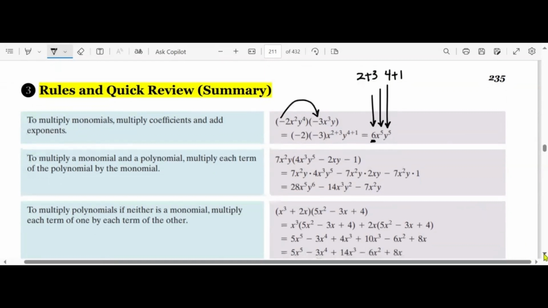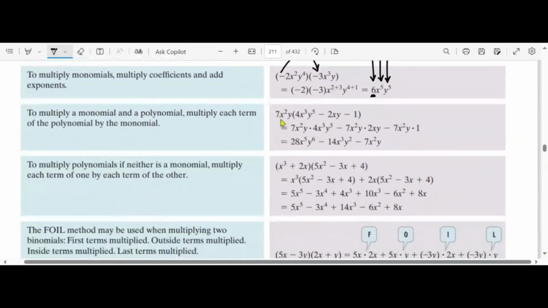All right. Now let's go to the next one. 7x squared y times whatever is inside the parentheses. So you have to distribute it how many times? 3 times. Just multiply and add the exponents. For this one, I have how many here? 2. And how many here? 3. So you have to distribute how many times? 6 times. Exactly. Okay.